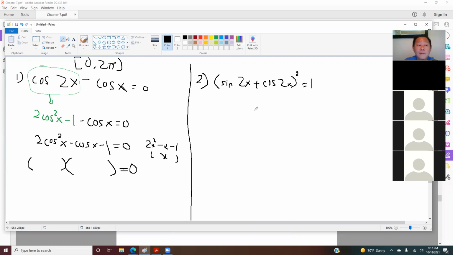There's no 2 in there. The 2x here is gone, become this. Is that Ming you're asking for? No, I'm asking for 2 cosine square x. Factor it.